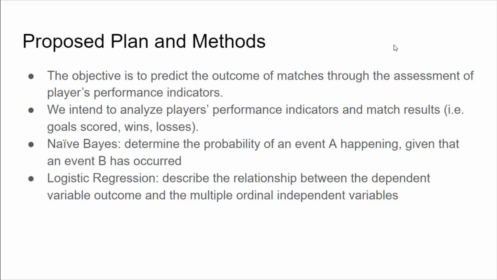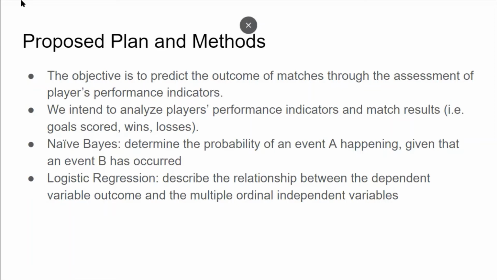We proposed naive Bayes and logistic regression as the machine learning techniques we were going to use to assess the data. Both methods fall into the category of classifiers, with naive Bayes being generative and logistic regression being discriminative. We thought it would be appropriate to incorporate naive Bayes since we can find the probability of an event A happening given that an event B has occurred.